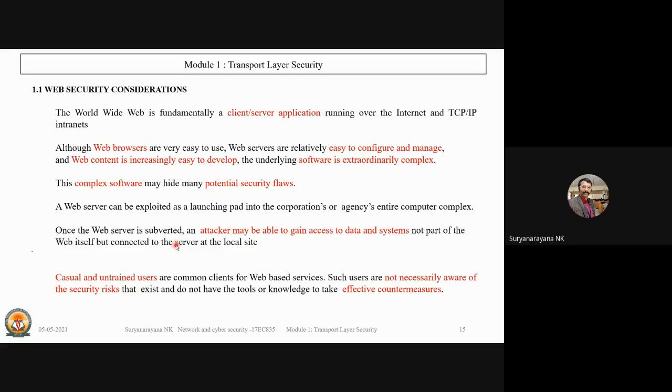Who are the users now? The question that comes here is: casual and untrained users are common clients to web-based services. Such users do not have knowledge of the risk, and they do not have the tools or the knowledge to take effective countermeasures for the attack that is going to happen on the data that they are transmitting. So that is why we need to consider security for the web.